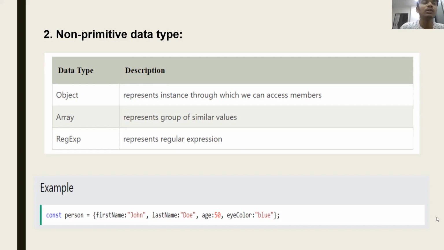The below is an example of an object, where we have taken a const variable person, and it gives the values in key-value pairs. The first one is its name, that is John, then last name, age, eye color, etc.